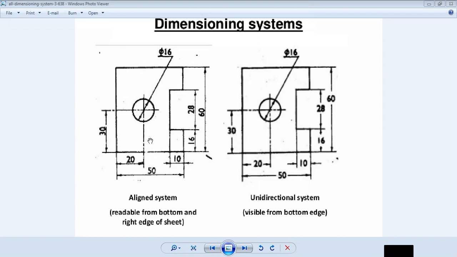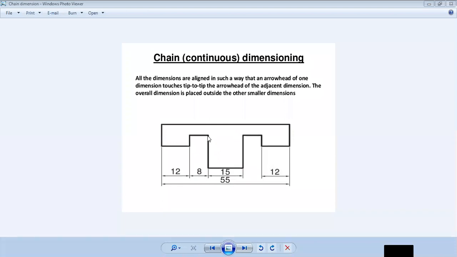Now I will share another diagram. What is next? Continuous or chain dimension? Can you read it in your problem? Continuous or chain dimension. Can you see my screen?